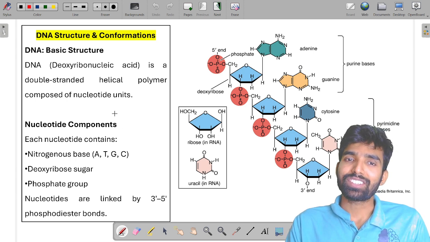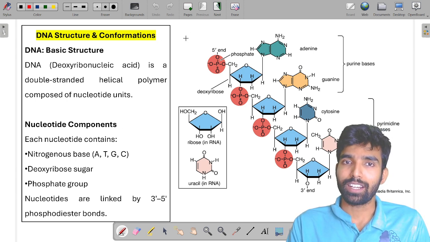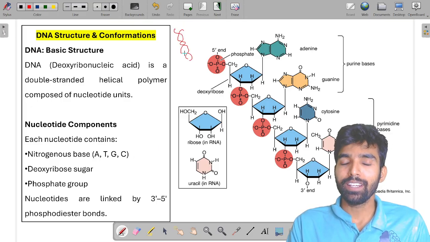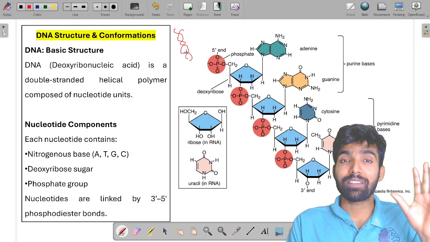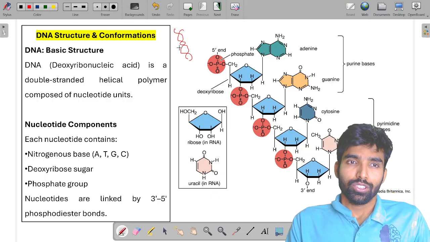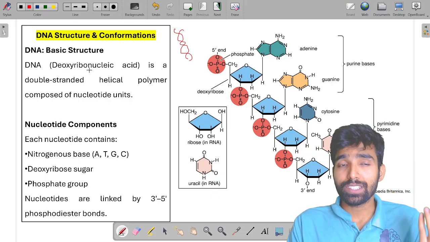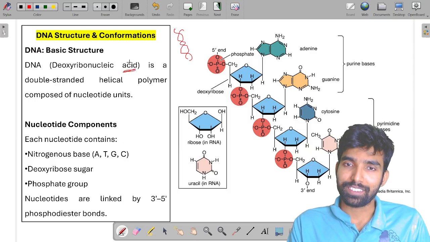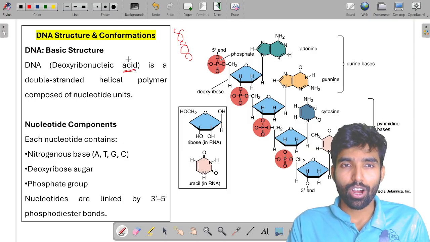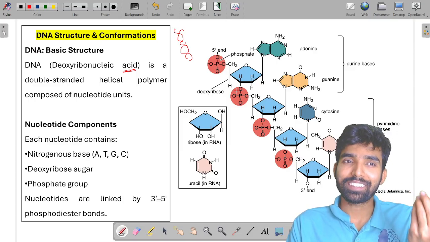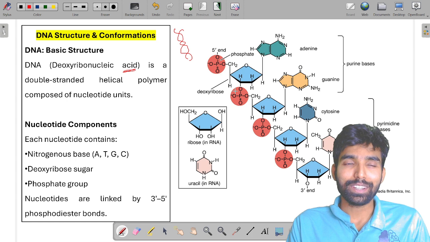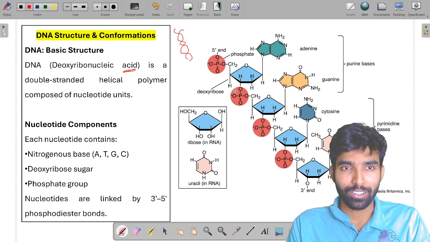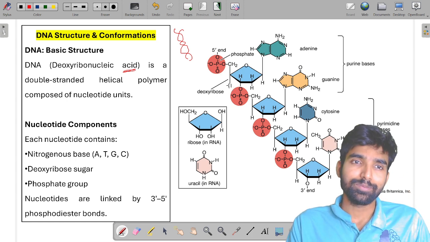So if you see the DNA structure, we all know that DNA is double helical, right? But here we need to focus on the chemistry. So DNA means deoxyribonucleic acid, right? The first thing, acid. Why is it called acid? Because of its nature, of course. It has a phosphate group, and this phosphate group is acidic in nature. So that's why it's called DNA or deoxyribonucleic acid.